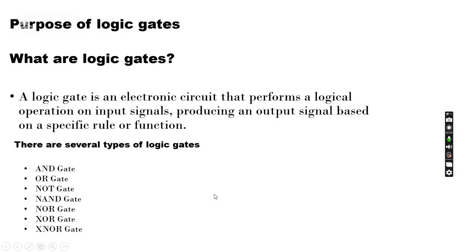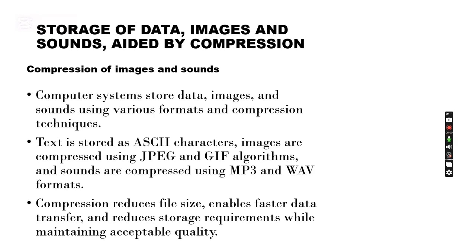Computer systems store data, images and sounds using various formats and compression techniques. Text is stored as ASCII characters. Images are compressed using JPEG and GIF algorithms.